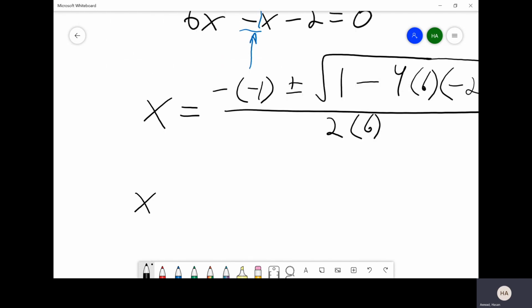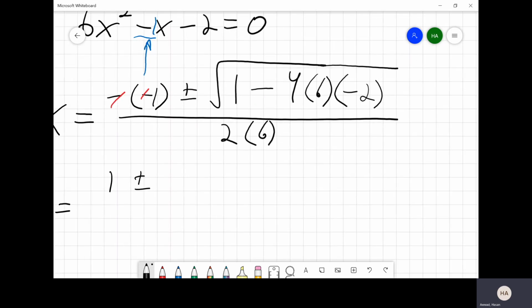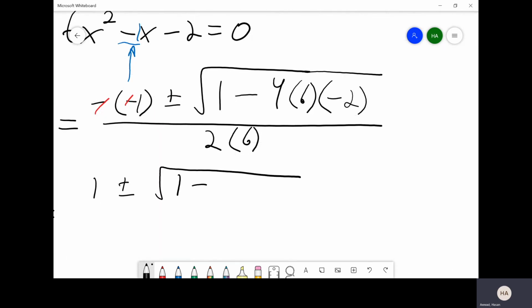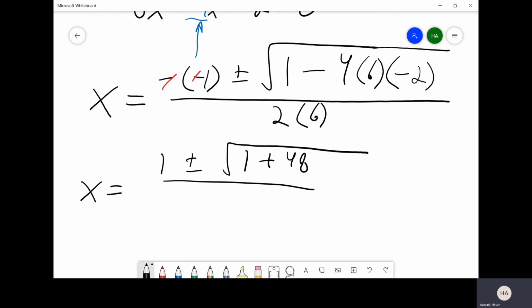So what do we get? We get x is equal to, we get negative negative 1, double negatives. These are going to cancel. So we just get a positive 1 plus or minus. Okay, so we have 1 minus 4 times 6 is 24, right? So we have a negative 24 times a negative 2. So we know it's going to be positive, right? Because a negative times a negative. So we have 24 times 2, which is 48. Okay, this is now all over 2 times 6.